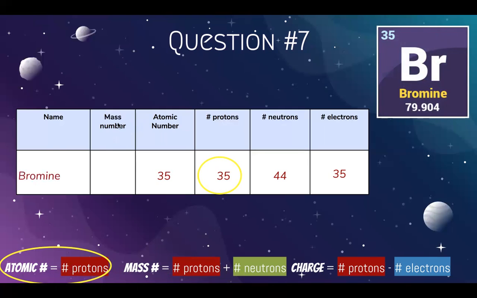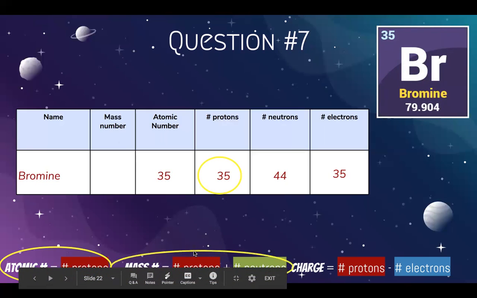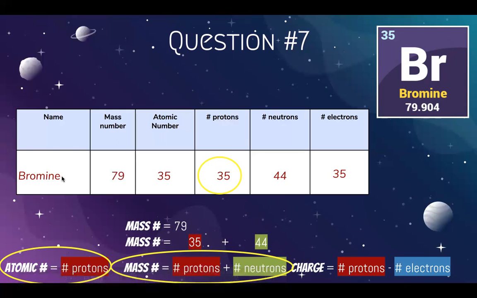And now what is the mass number? Well, the mass number is just the number of protons plus the number of neutrons. So 35 plus 44 gives us 79. So the mass number is 79, making this particular isotope of bromine, bromine 79.